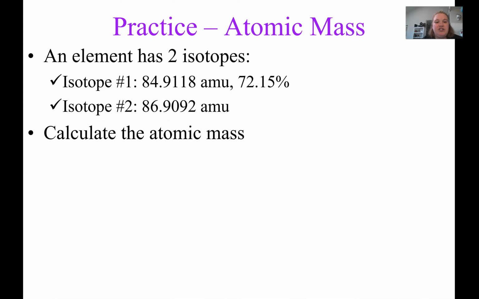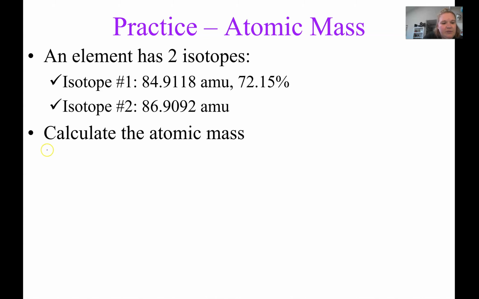It says an element has 2 isotopes. Isotope number 1 has a mass of 84.9118 AMUs with a percentage, so this is our percent abundance, of 72.15%. Isotope number 2 has a mass of 86.9092 AMUs, and we're not given a percentage for that one. And the question says, calculate the atomic mass.